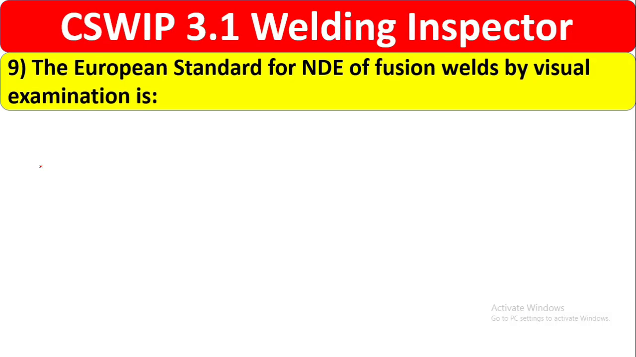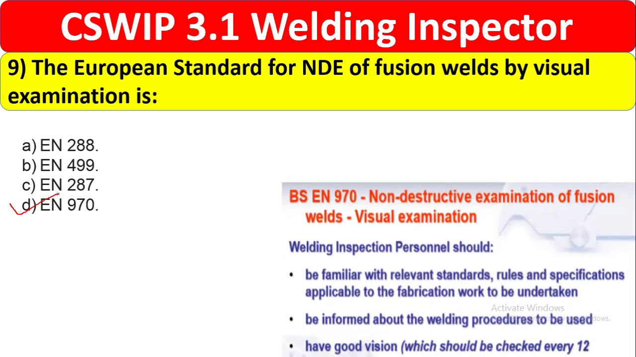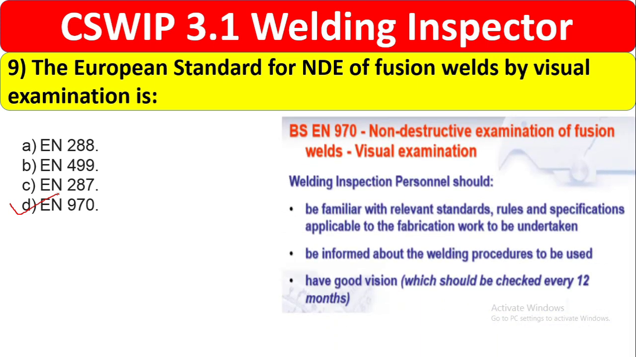Question number 9. The European standard for NDE of fusion welds by visual examination is. What is the code? EN 288, EN 499, EN 287, EN 970. This is a very basic question, but we should know this. This is EN 970. You should know this one, EN 970 for fusion weld visual examination. See here, BS EN 970 is the non-destructive examination for fusion weld visual examination.